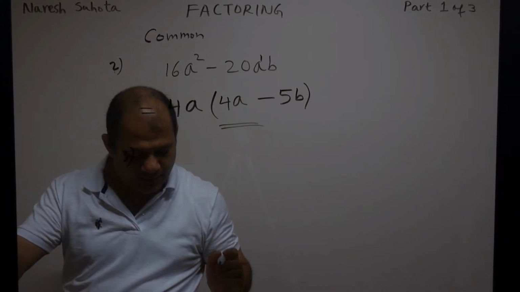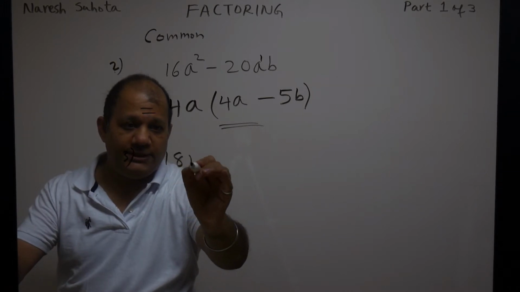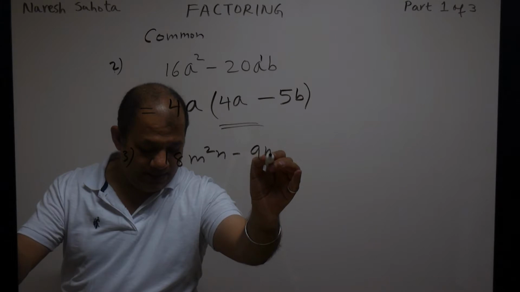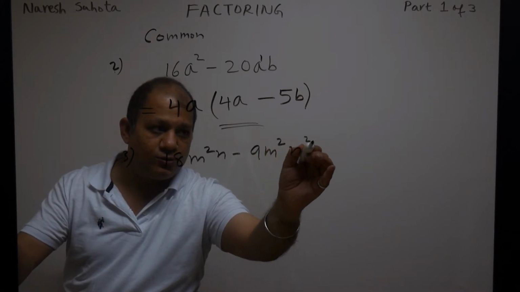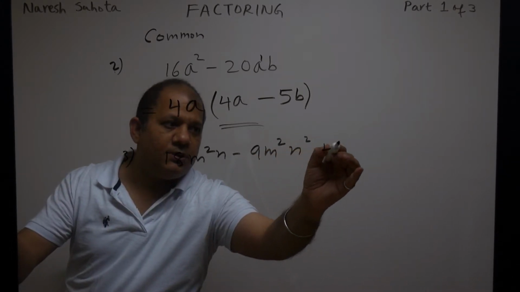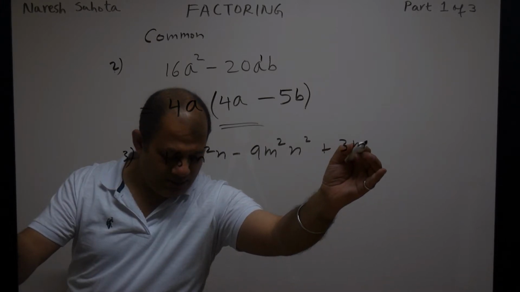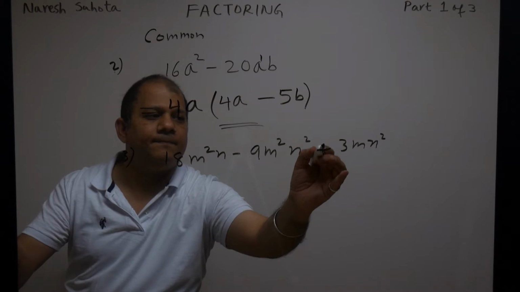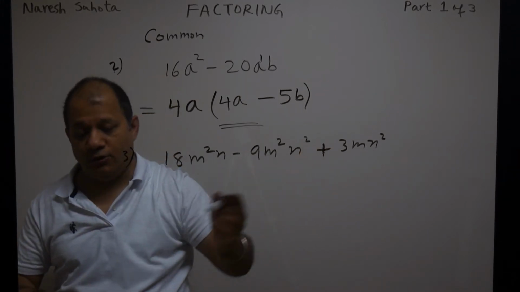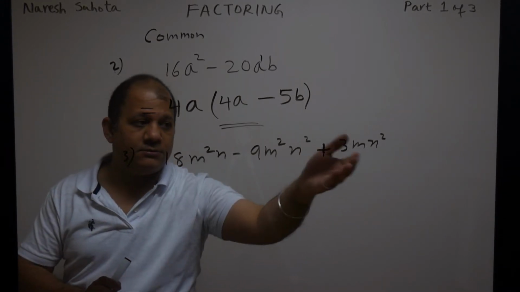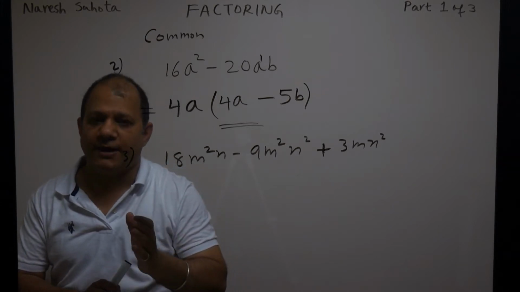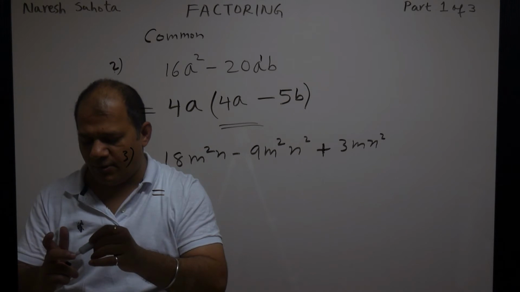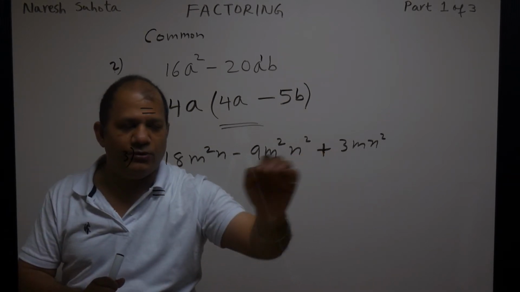And now let's look at number 3. So we have 18m squared n minus 9m squared n squared plus 3m n squared. Okay. So here I'm given a trinomial. Trinomial has 3 terms, right? But we're common factoring, right? So we're factoring. So let's look at the number first. We have 18, we have 9, and we have 3.